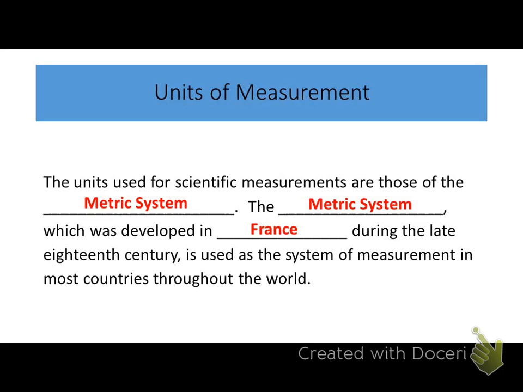All right, so let's talk about the system that scientists use to make measurements. The units used for scientific measurements are those of the metric system. The metric system was developed in France during the late 18th century and is really used as a system of measurement in most countries throughout the world today. The United States as a whole does not use the metric system, but certainly scientists in the United States do. And so this is the system that we will use and focus on quite a bit in this class.